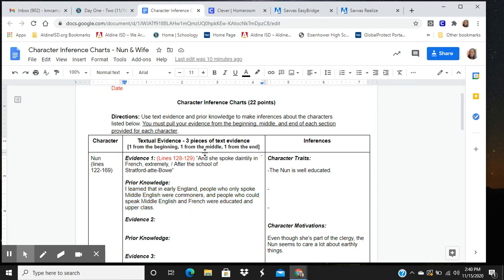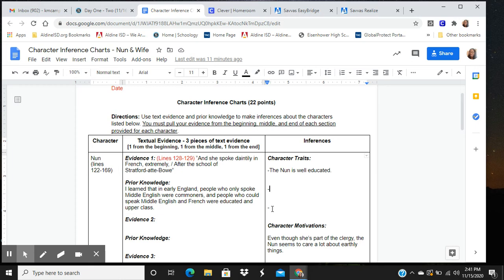Anyway, so I took the evidence and I took what I already knew and I came up with a character trait. Because she spoke French and because I already knew that English people in early England were considered educated and usually were from the upper class if they could speak another language. And in fact, French was the language of the upper class English people. So that means that the nun must have been well educated.